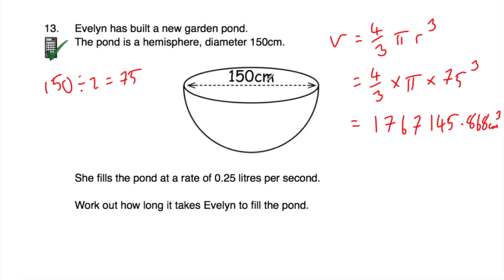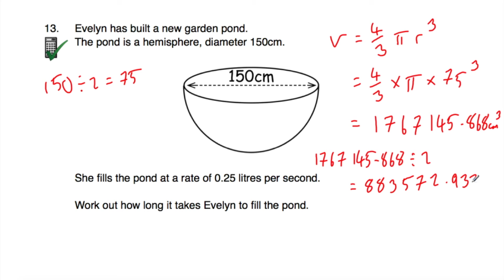Now we want the volume of this pond, the hemisphere, so we're going to need to divide by 2. So 1,776,145.868 divided by 2 is equal to 281,250 pi, or 883,572.9338 centimeters cubed. So that's the volume of this hemisphere.